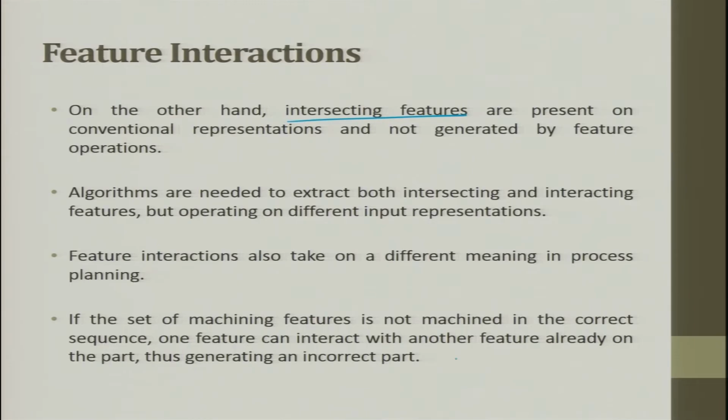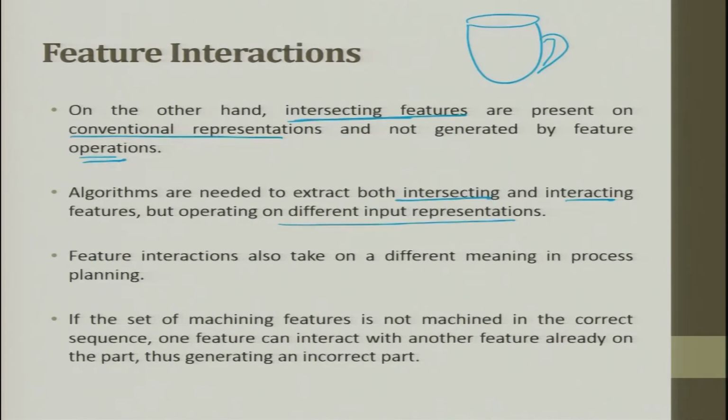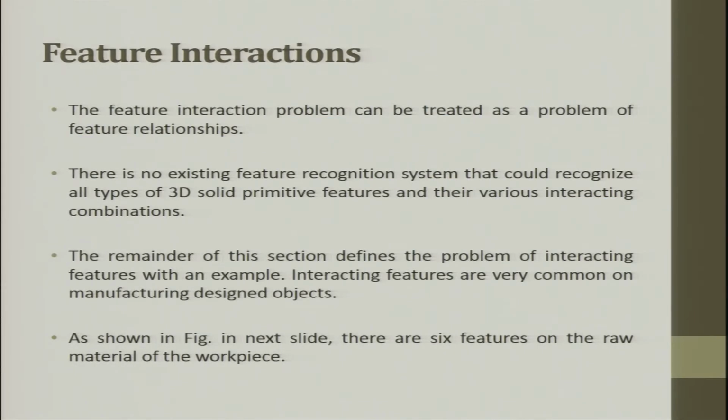Intersecting features are present in the conventional representation and not generated by the feature operation. Intersecting features: I have a cup, I have an ear. This is an intersecting feature, the handle getting integrated. They are represented in the conventional representation and not generated in the feature operation. The algorithms needed to extract both intersecting and interacting features by operating on different input representations are available today. So, with this we try to do feature interaction and feature extraction. Interaction and extraction is done and we try to get the 3D object.